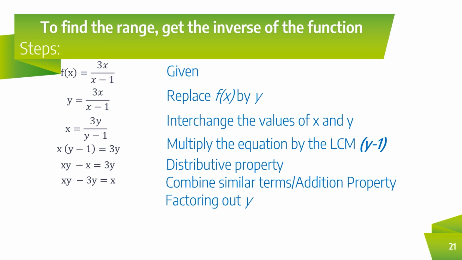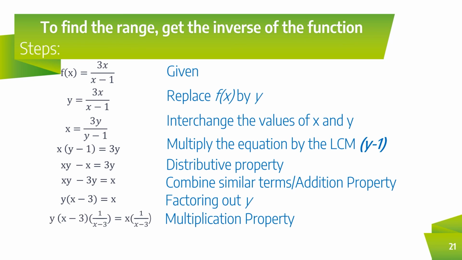Factoring out y. As you can see, in the expression xy minus 3y, the common factor is y. So we have y times the quantity x minus 3 equals x. By multiplication property, we have y times the quantity x minus 3 times 1 over x minus 3 is equal to x times 1 over x minus 3. Then simplify. We have now y is equal to x over x minus 3.